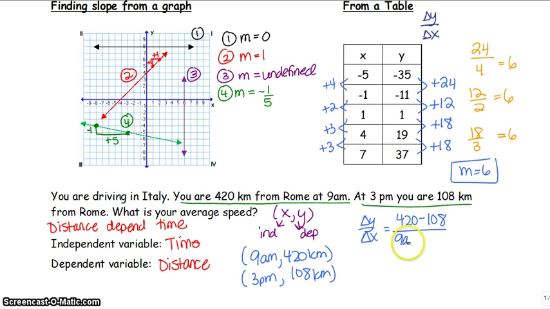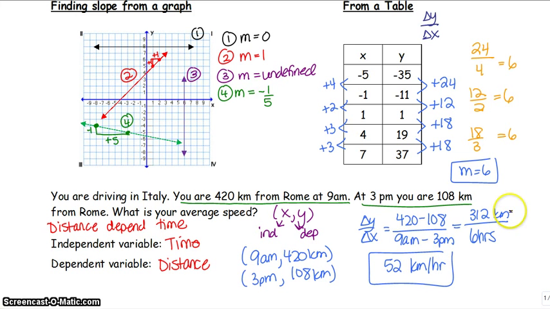Well, we started at 9 a.m. and we went to 3 p.m. So between 9 a.m. and 3 p.m., how much time has actually passed? Don't just do 9 minus 3 and tell me 6, which in this case actually is true. But if you have to count, 9 to 10 is 1, to 11 is 2, to 12 is 3, from 12 to 1 is 4 hours, 5 hours, 6 hours. So you've actually traveled 6 hours, and in those 6 hours you've gone 312 kilometers. Divide your numbers and you get that you are traveling at 52 kilometers per hour.